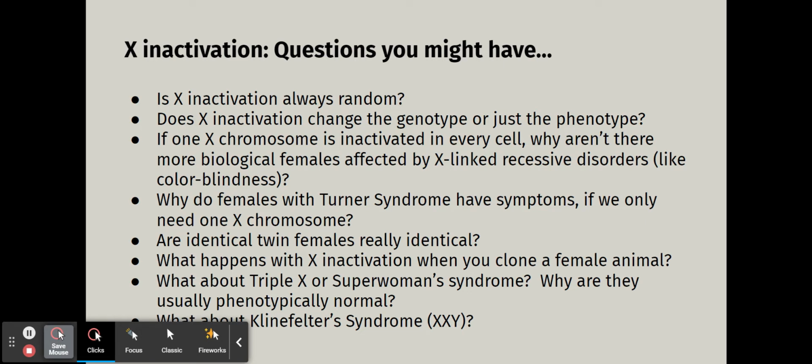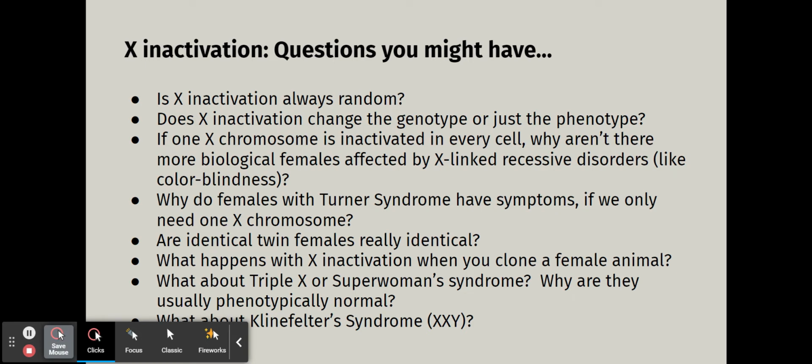Does X inactivation change the genotype or just the phenotype? Well, that really could be a test question because the genotype is still there. All of that DNA is still in each and every cell, even though every cell will express that differently. So the phenotype could be different because not all of the genetic material is expressing itself, but the genotype is the same. We'll talk more about identical twins and clones because that kind of illustrates the concept. It's a couple questions down.